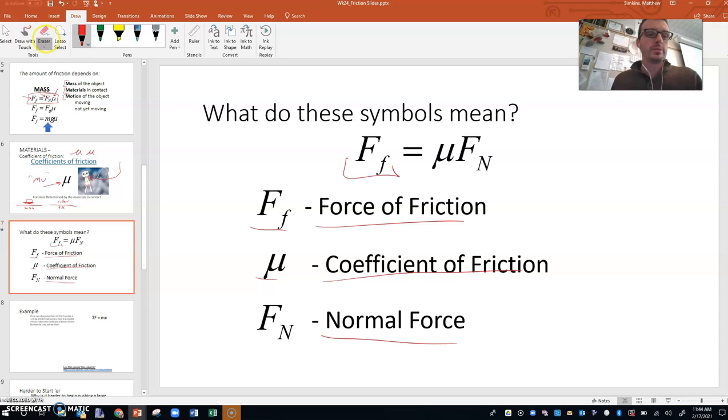Now, some people say, Mr. Simpkins, your class is beat. Physics is beat. And I say, no, no, no. I can mathematically prove to you that physics is, do you see it?